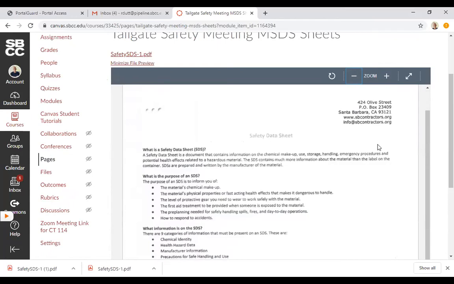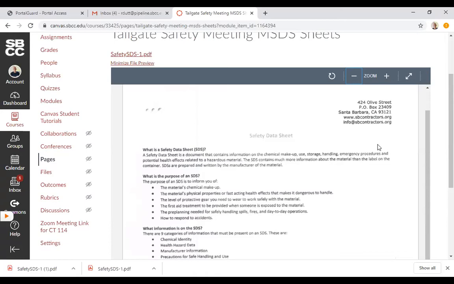Safety data sheet. What is a safety data sheet? SDS. A safety data sheet is a document that contains information on the chemical makeup, use, storage, handling, emergency procedures, and potential health effects related to hazardous material. The SDS contains much more information about the material than the label on the container. SDSs are prepared and written by the manufacturer of the material, hence MSDS. All right, so Alec, read, please.